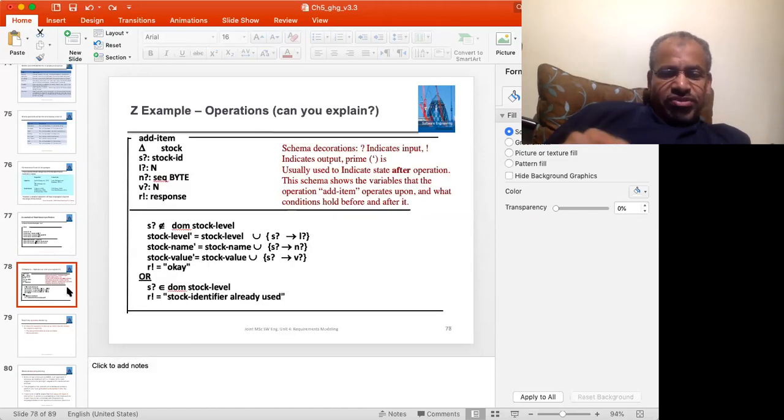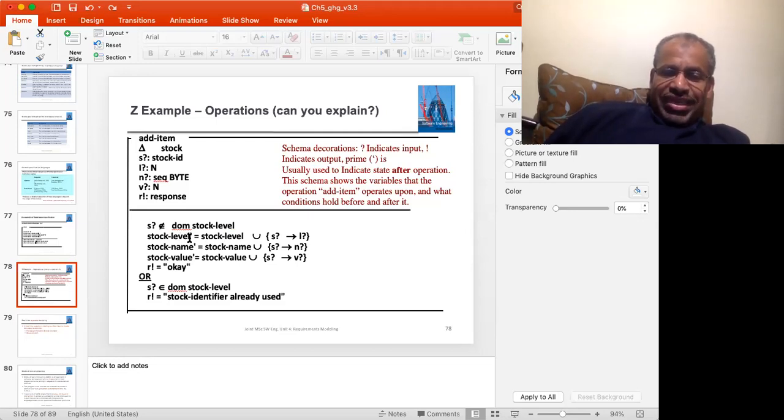Moving on, I don't want to explain all of this, but just look at the general shape of it. This describes the effect of an operation called add item. So when you add an item, you get some inputs, and the inputs are indicated by this question mark, and the result is a response. And inside this constraints part of the schema, you would indicate the relationship between the stock level after the operation and before the operation.